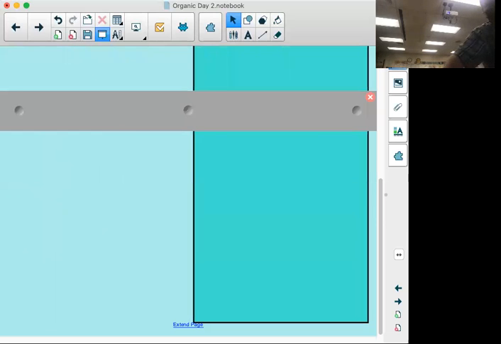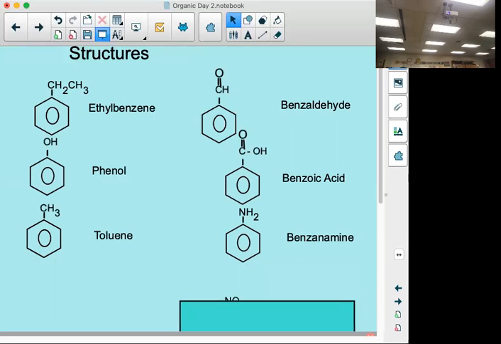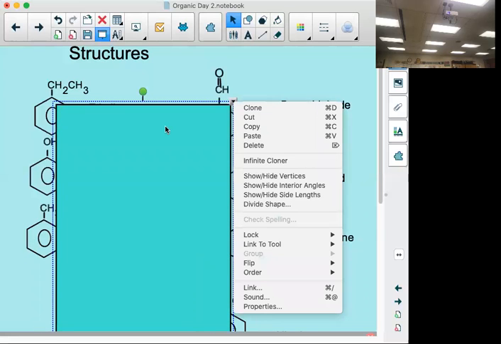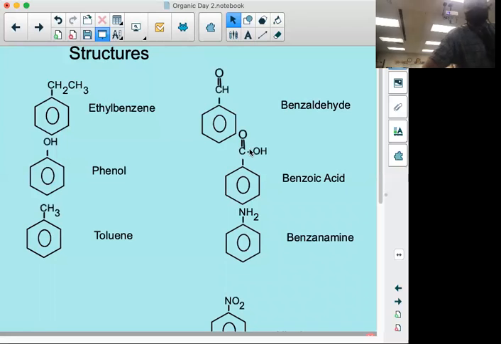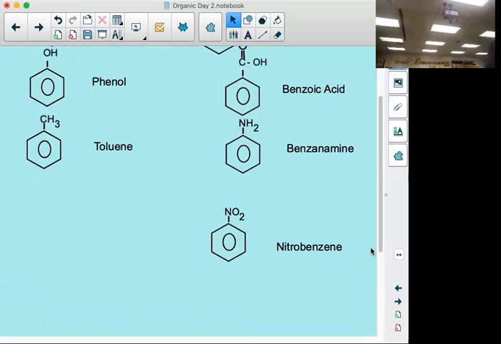If I put an amine on it, it's called benzamine. Oh, there's one more. The last structure there is nitrobenzene.